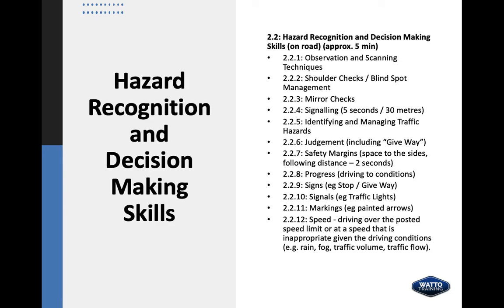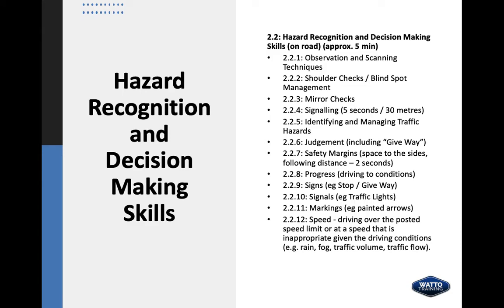2.2 is your hazard recognition and decision-making skills. Now, these should all be familiar to instructors because this is exactly what's on the QSafe form. So there's no surprises here. So number 1, observation and scanning techniques. I put a high emphasis on that one. So, just scanning up ahead and observing the flow of the traffic. Shoulder checks for all lane changes, leaving the curb, maneuvers, etc. Mirror checks, signaling with your indicators.